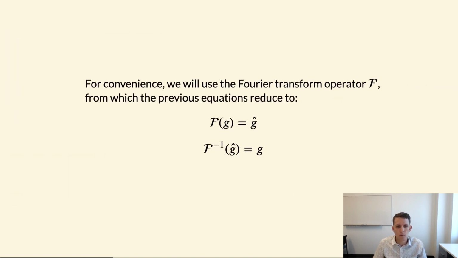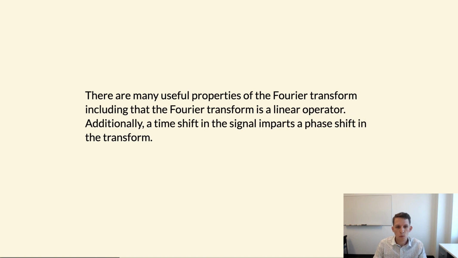Okay. For convenience, for the rest of this lecture, we're going to use the Fourier transform operator, which is this scripty F symbol that I'm showing on the screen here. And using that symbol, the previous equations reduce to the Fourier transform of g is equal to g hat, and the inverse Fourier transform of g hat is equal to g. All right, so it's actually possible to go back and forth from the time domain to the Fourier domain and back. Okay. There are many different useful properties of the Fourier transform, including the fact that it is a linear operator. Furthermore, a shift in the signal in time imparts a shift in phase in the Fourier transform. Okay, so that's also very useful.